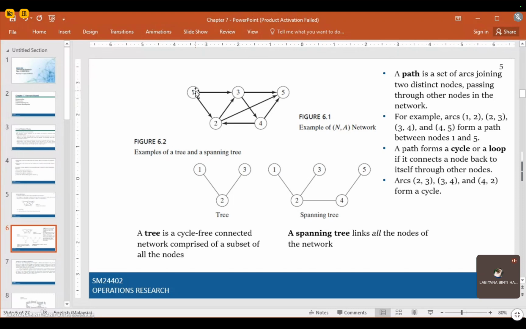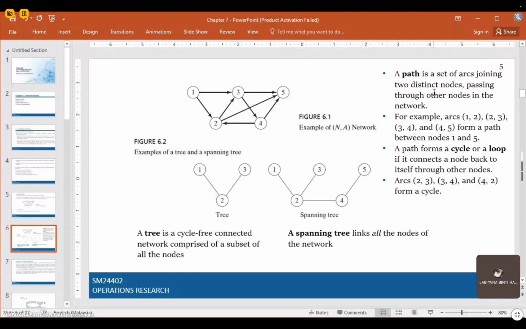If you look into this figure, our network, we can get the tree. It will be 2, 1, and 3. So it will be a tree, one node with two branches. And this one is the spanning tree. A spanning tree links all the nodes of the network. So we have 5 nodes, and with these 4 arcs, we can join all the nodes.